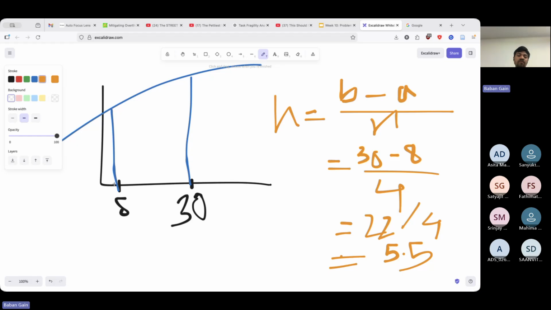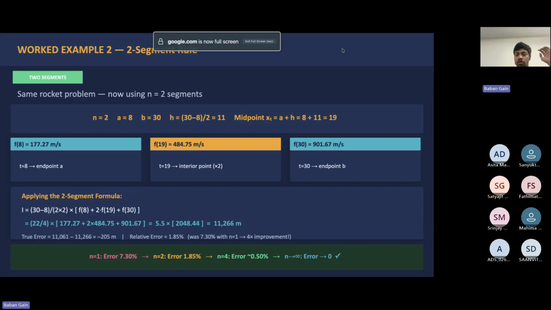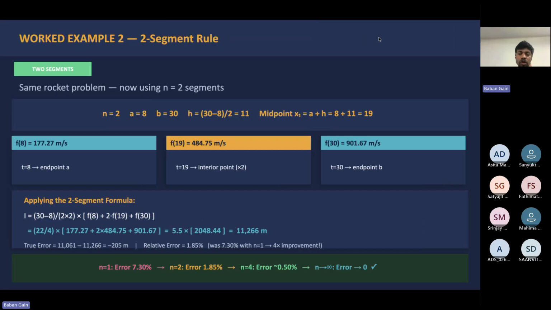So that means the first point is 5.5. Then the second will be 8 plus 5.5, which is 13.5. Then the next trapezium starts at 19. The next will be 24.5. So at every 5.5 interval, there will be another trapezium like this. So assume that we are drawing two trapezoids. Okay, so we just have to apply this formula.